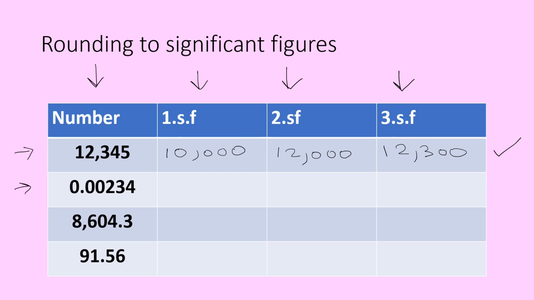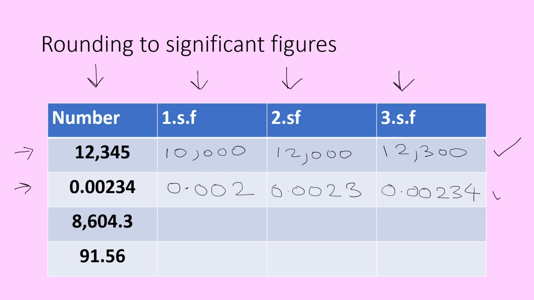Okay, let's look at the next number along in our table, 0.00234. So rounding that to one significant figure, remember the first significant figure is the first non-zero value. So it would therefore be 0.002. To two significant figures, it would be 0.0023. To three significant figures, it would be 0.00234.